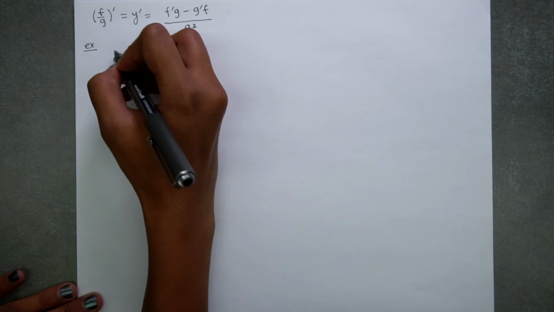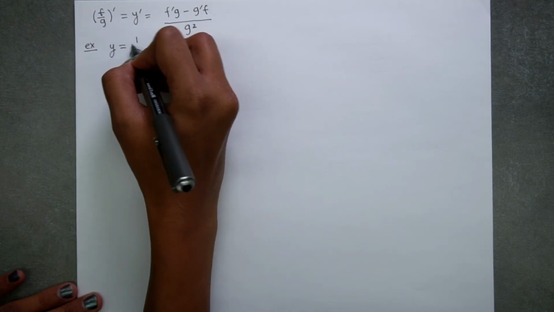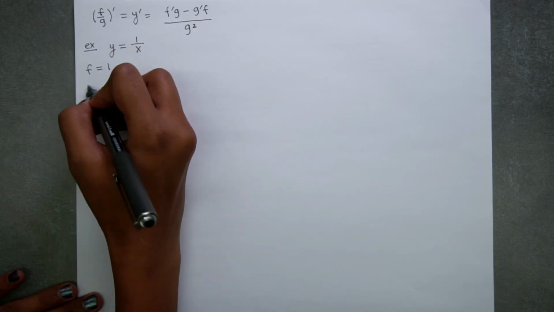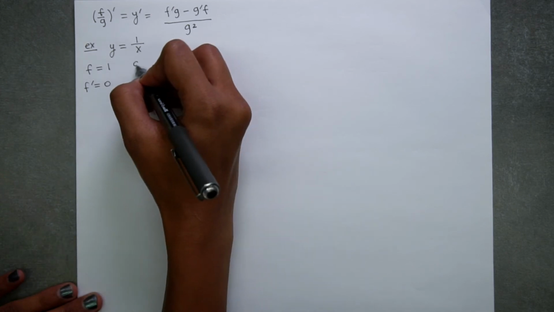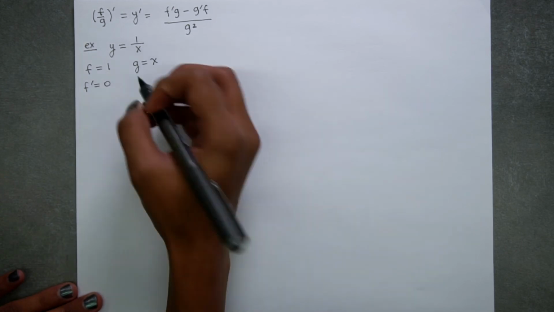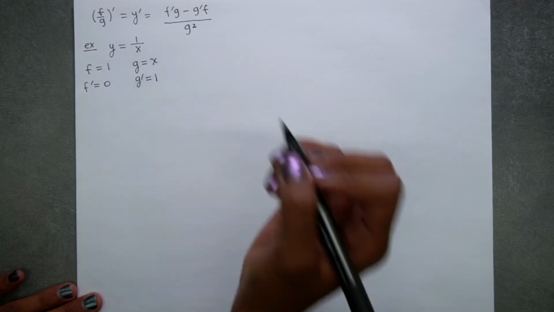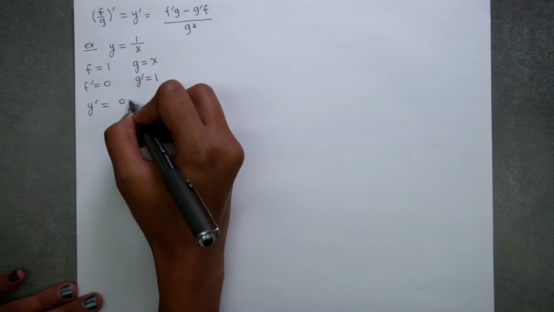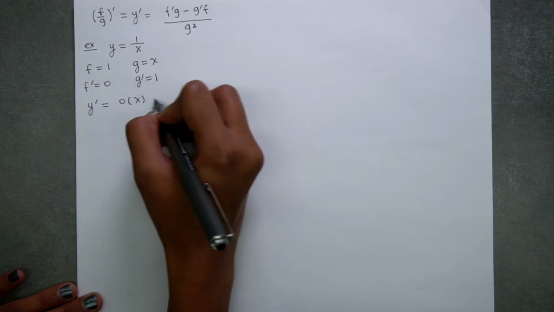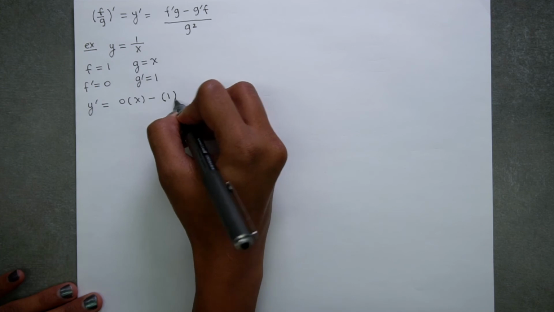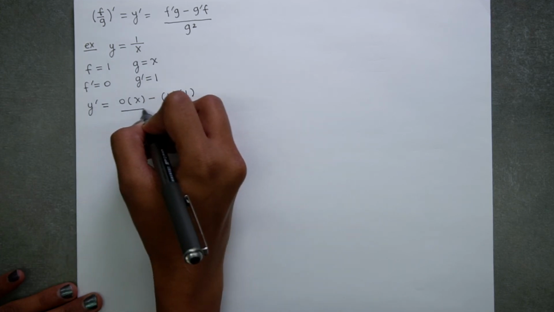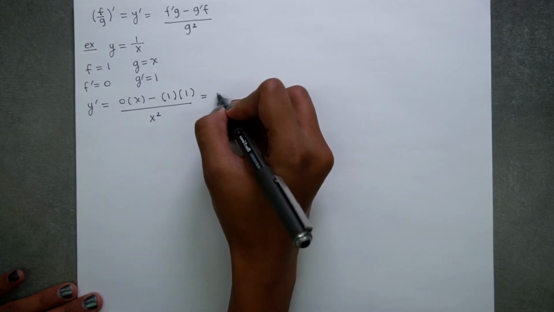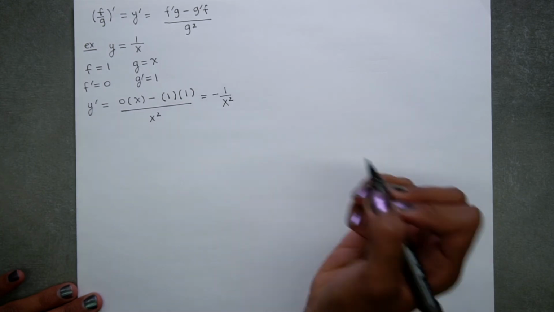So we have an example, y equals 1 over x. So f would be 1, and then f prime would just be 0. We have g being x, and then g prime would be 1. And then putting this together, we get f prime, and then g is x, minus 1 times 1, all over x squared. And then this simplifies to 1 over x squared.